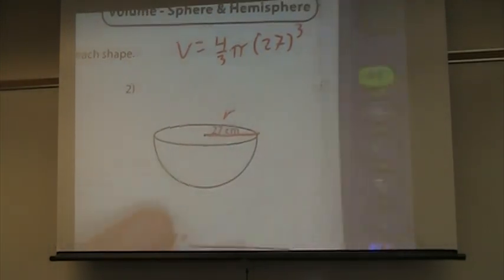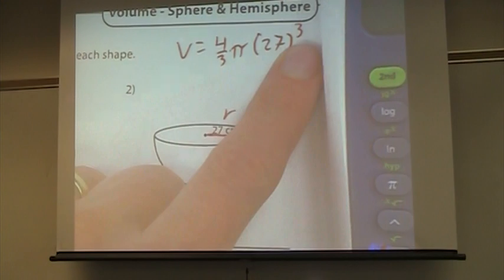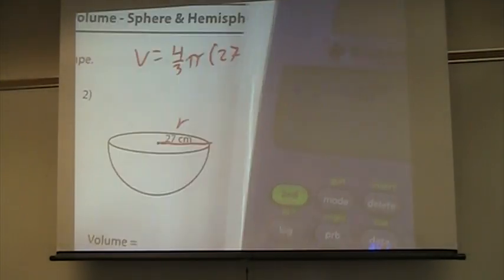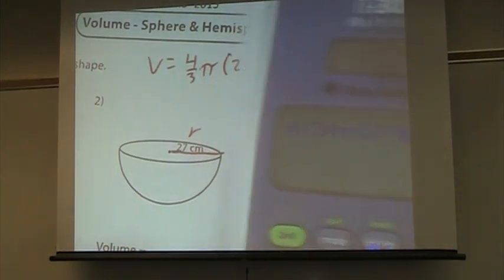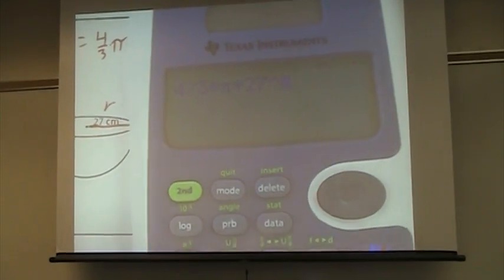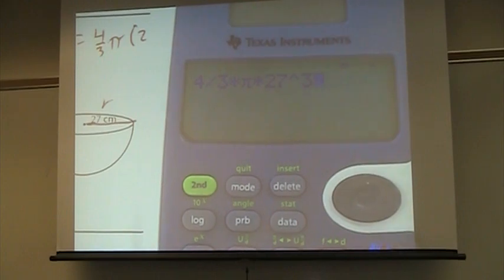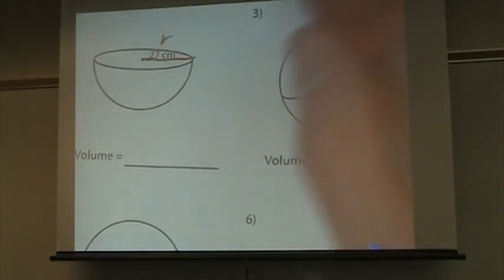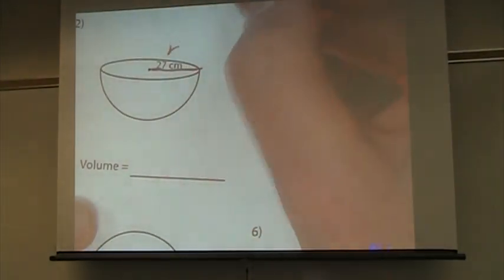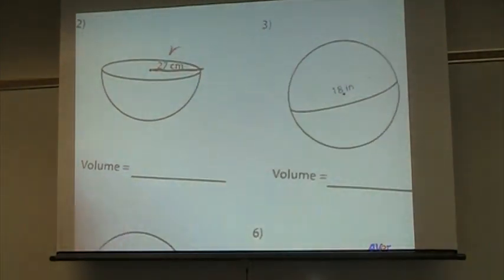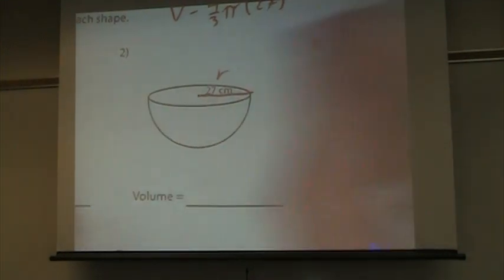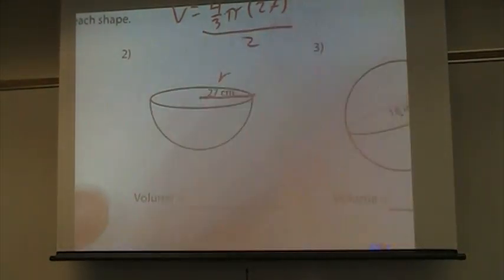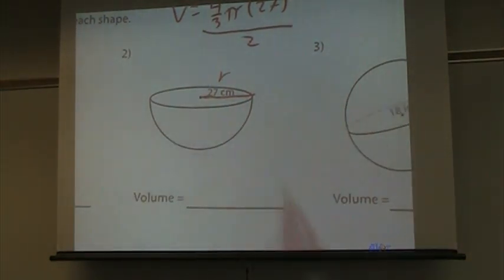I do want to show you one thing. Whenever you're cubing something, you can hit this little button right here. I think they call it a caret. And then you put that to the power of 3. Boom, there you go. Oh, you know what, we didn't divide by 2 because this is a half sphere. It's a hemisphere. So the volume of our sphere is this. We're going to add a divide by 2 underneath it, just to remember that this is a hemisphere.